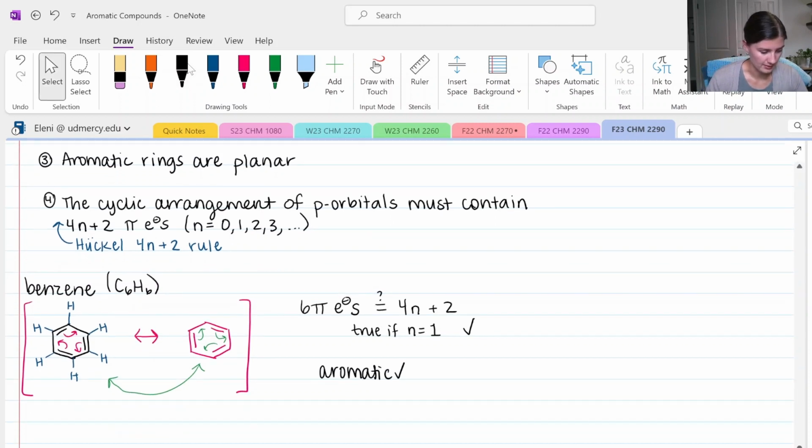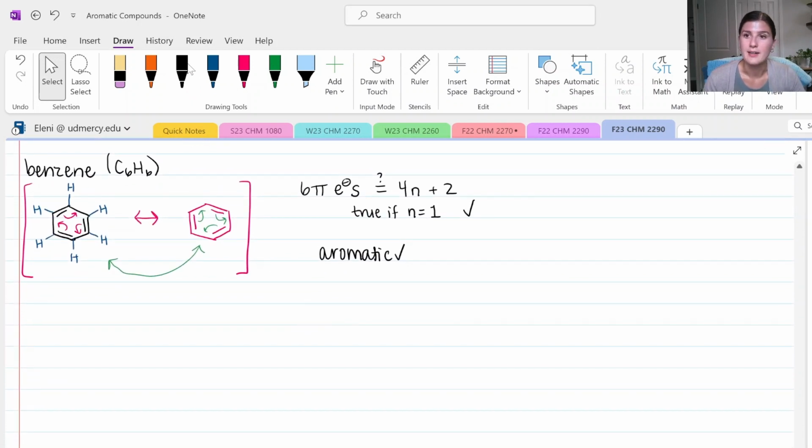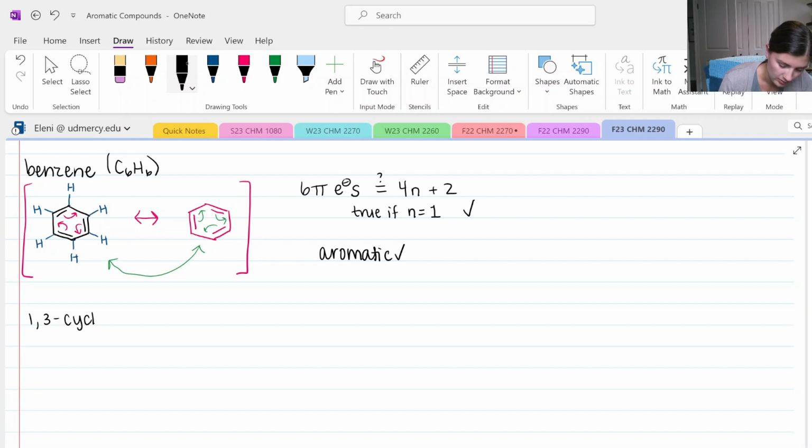Let's do another example. This is one we saw when we were working through the Diels-Alder reaction. So we'll do 1,3-cyclopentadiene. We have a cyclopentene ring, and on carbon 1 and carbon 3, we have double bonds.